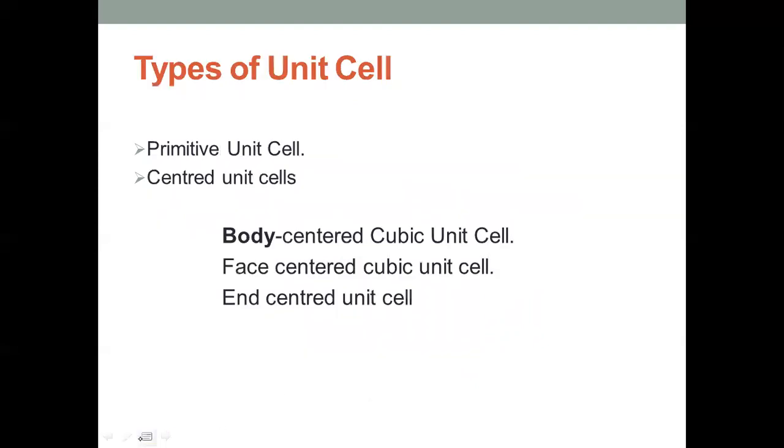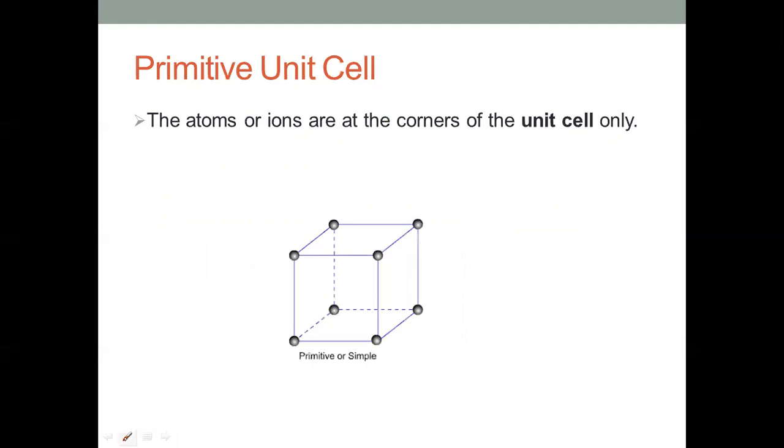These are the parameters of the unit cell, and based on the arrangement of these lattice points, there are 2 broad types of unit cells: primitive unit cell and centered unit cell. The centered unit cell can be further classified as body centered, face centered, and end centered unit cells. Let's look at each of them in detail now.